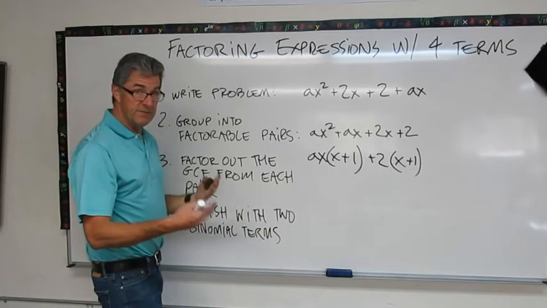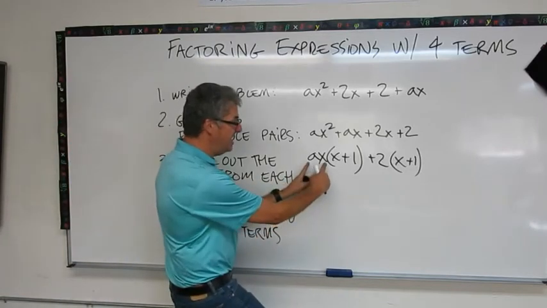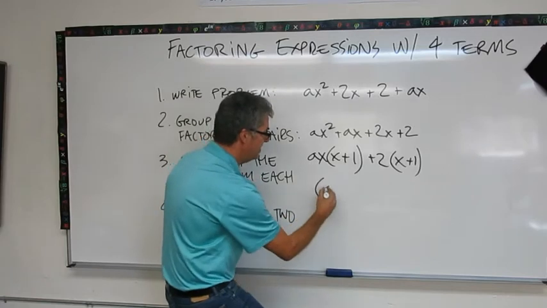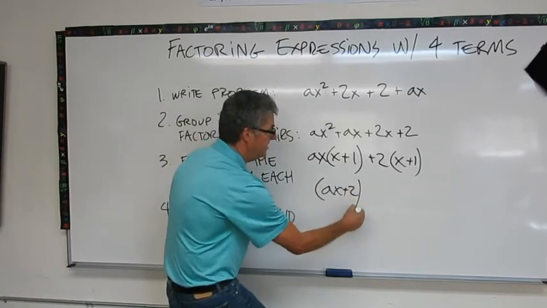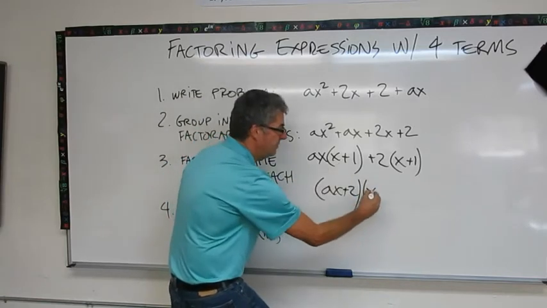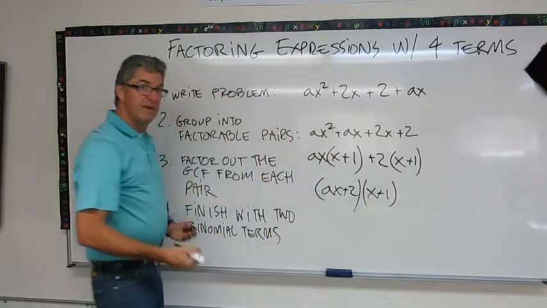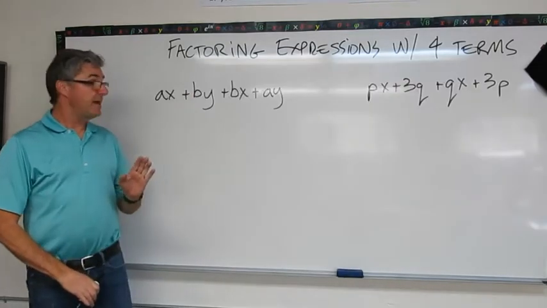So now I can finish by turning it into 2 binomial terms. The first term that's a little harder to see is this ax plus 2. So that is ax plus 2. The second term is the obvious one that we saw before, x plus 1. And we're done.